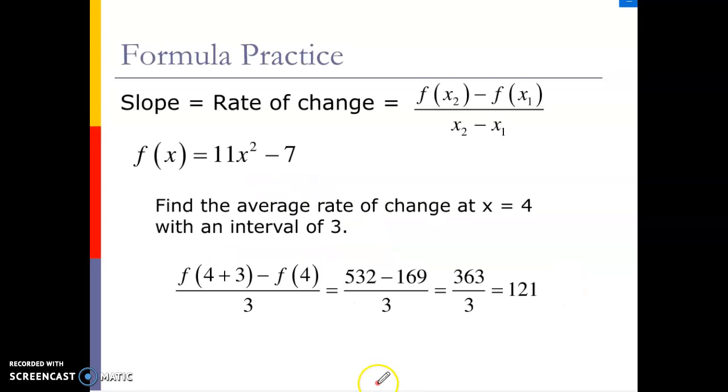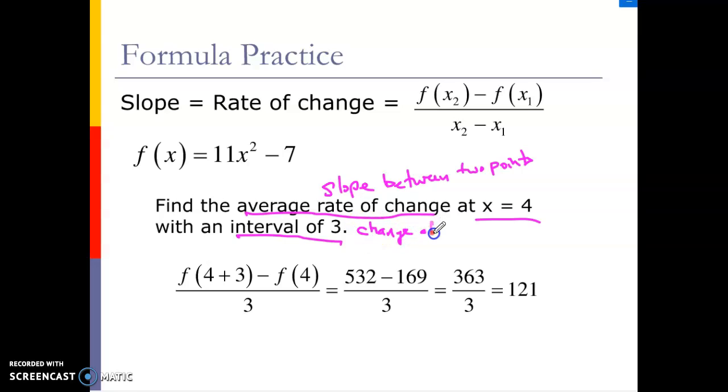Let's go to the second example. This time we have an average rate of change. Once again, this phrase just means the slope between two points. That's what the average is telling me. It's between two points that we can see clearly. But we've only got the first point, x equals 4. Where's my second point? Well, we have an interval of 3, which is another way of saying my change of x is 3.